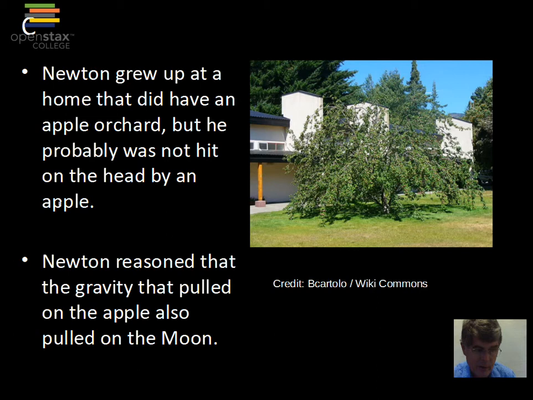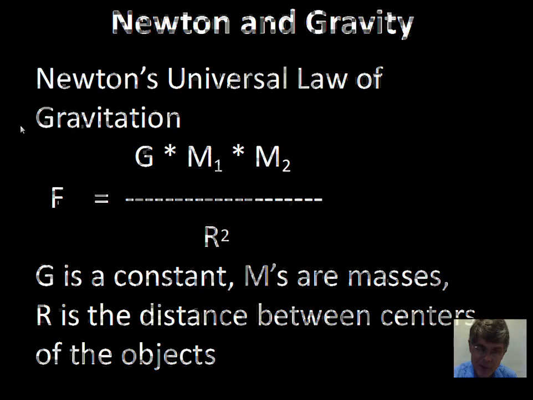And he was able to use some astronomy observations, the size of the moon's orbit, and the amount of time for the moon to complete an orbit. That helped Newton confirm his model for the law of gravity, on how we could calculate gravity. And here it is. So Newton's universal law of gravity looks a little scary, but it's not that bad.